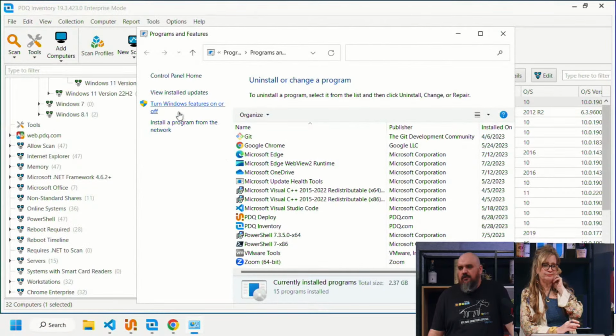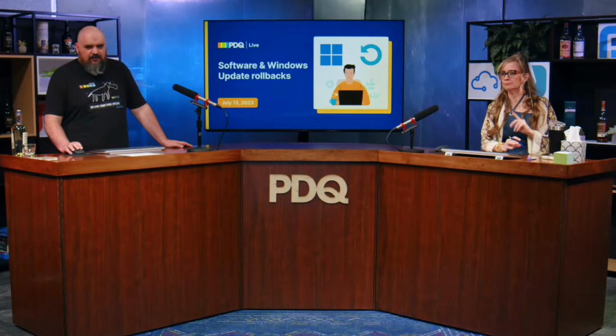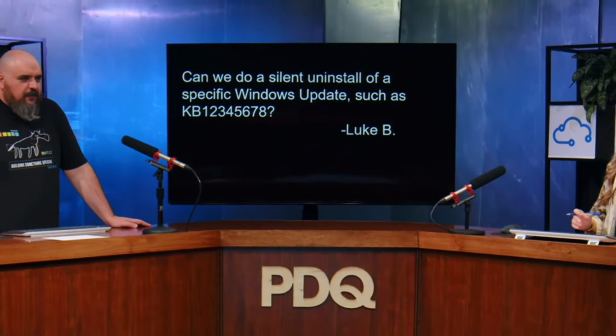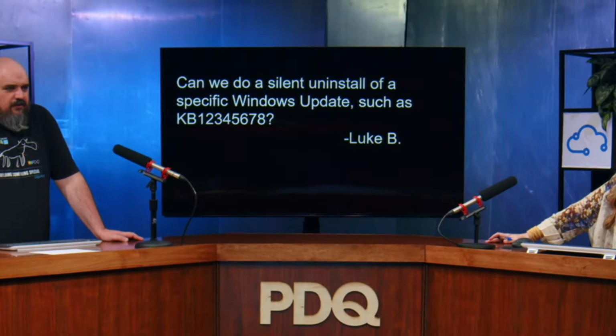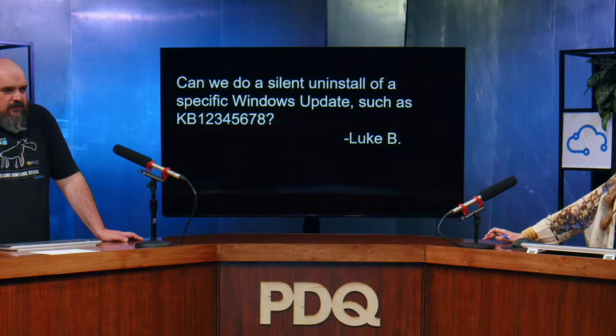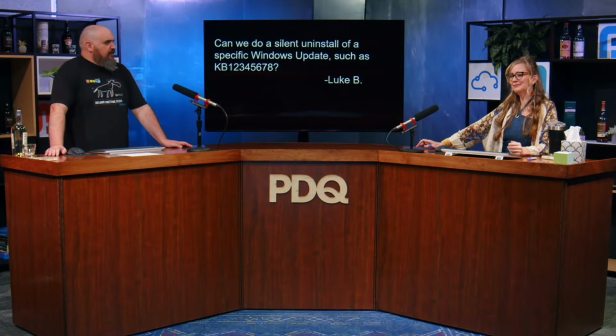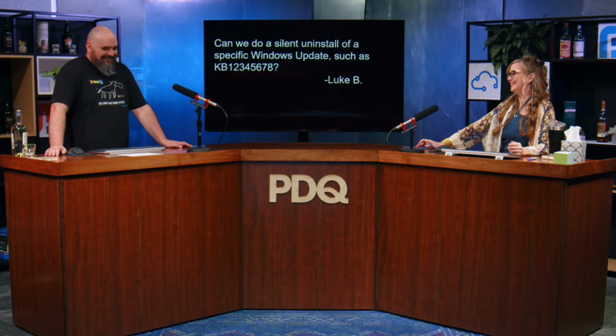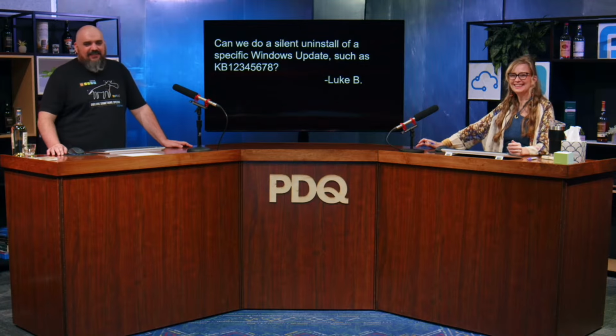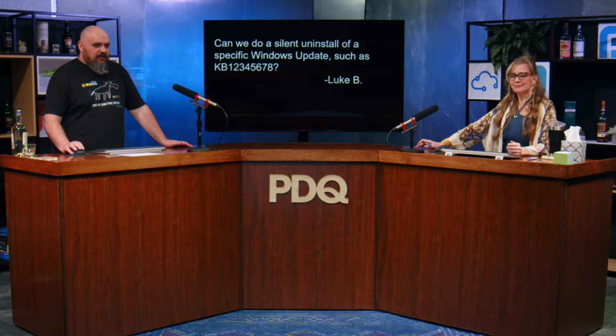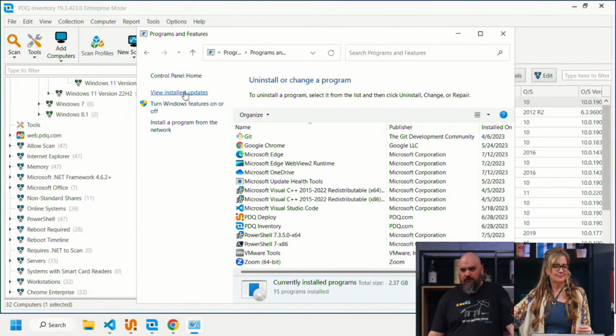There's a question that might be relevant to where you're going. Hey, folks, can we do a silent uninstall of a specific Windows update, such as KB123456788? Sincerely, Cool Hand Luke B. Indeed, we can. I just opened up appwiz.cpl, and there's a button you can click for view installed updates.